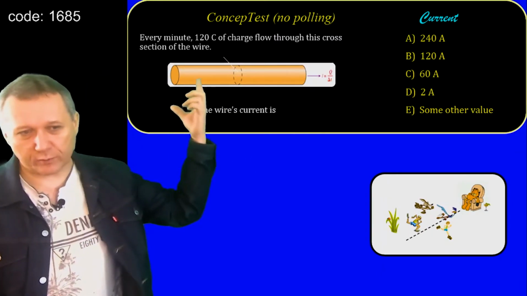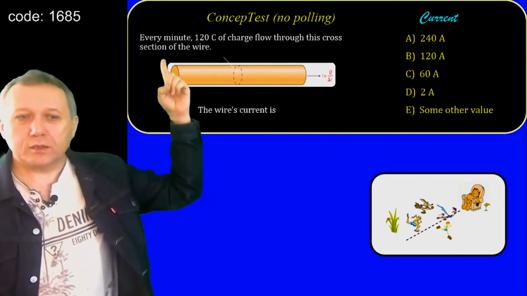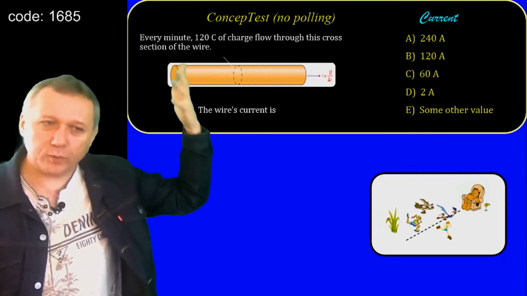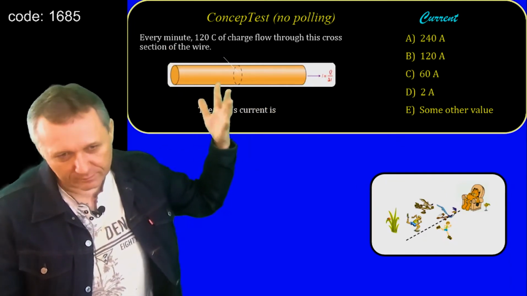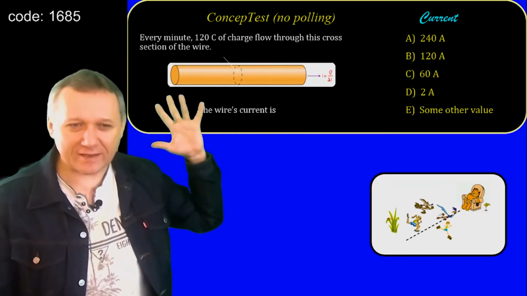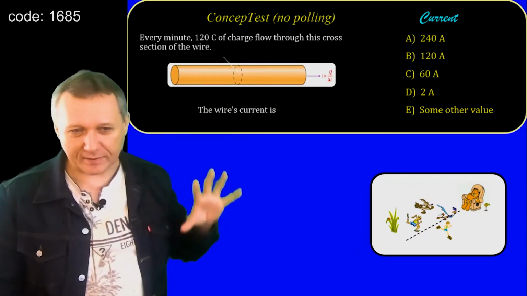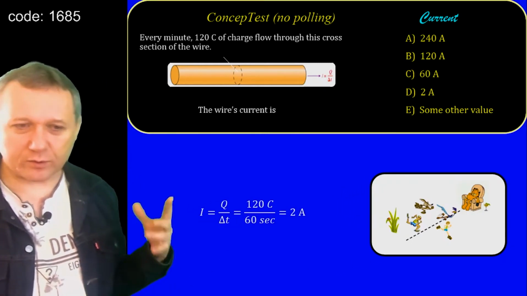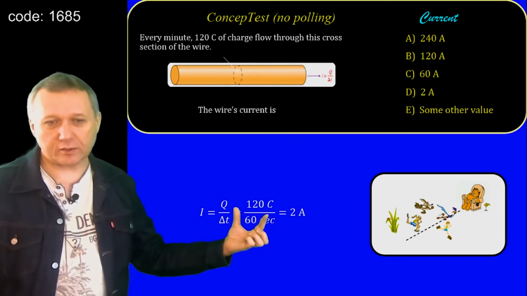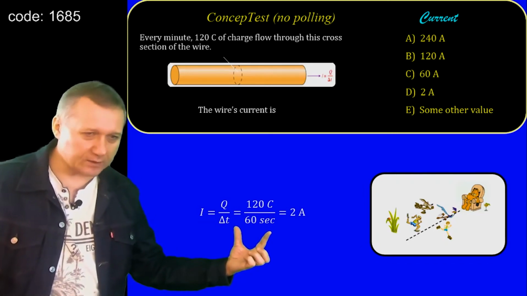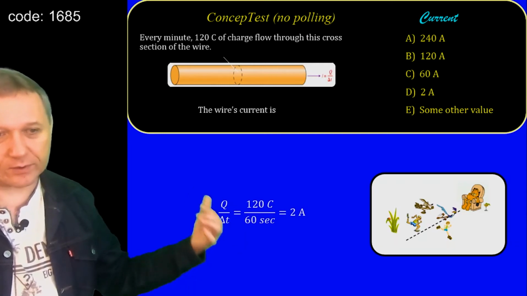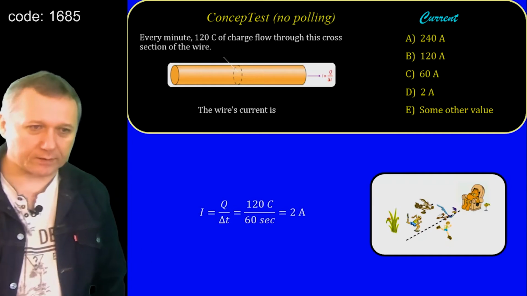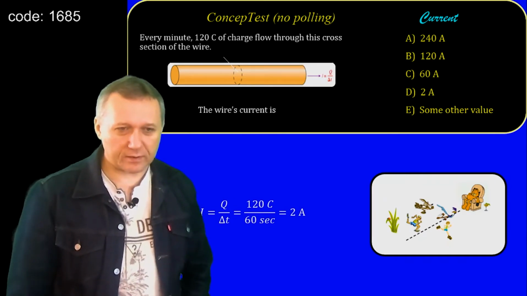The catch, but of course a very weak catch in this problem: don't forget to convert to seconds. Don't use wrong units, because amperes are coulombs per second. Don't use minutes. Usually, as I said, students don't have troubles with that. So in this case, 120 coulombs divided by 60 seconds, not 1 minute, because amperes are coulombs over seconds. And of course, in this case, 2 amps of current.